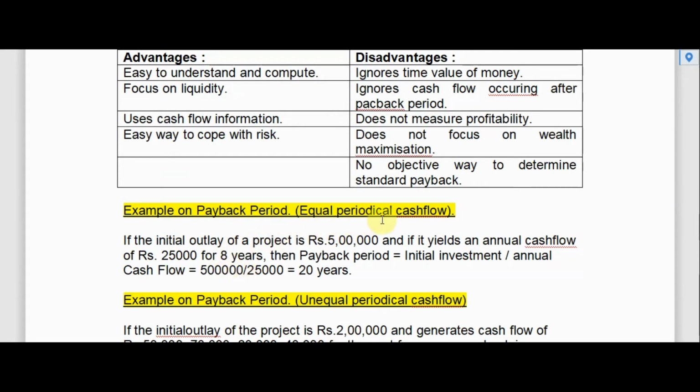If the periodical cash flows are equal, if the initial outlay of a project is rupees 5 lakh and if it yields an annual cash flow of rupees 25,000 for 8 years, then payback period equals initial investment divided by annual cash flow, equals 5 lakh divided by 25,000, equals 20 years. So the payback period is 20 years.